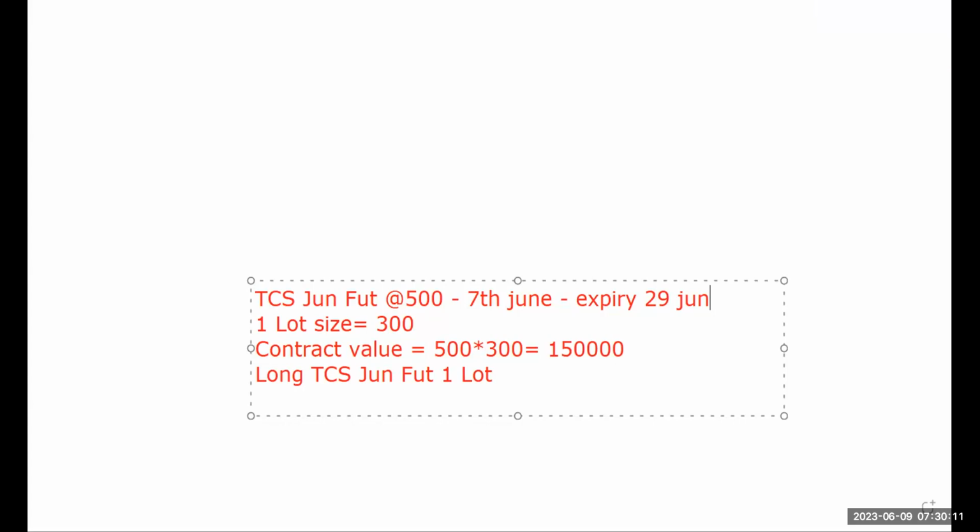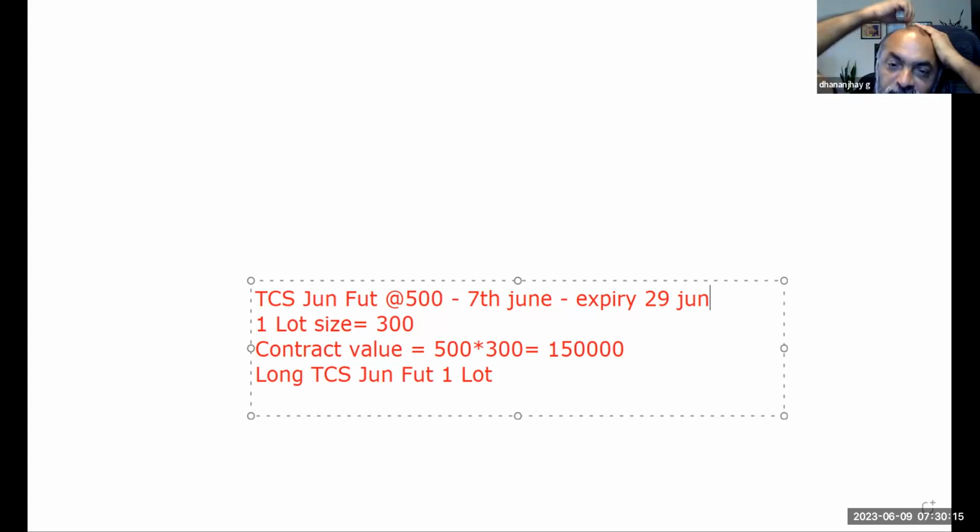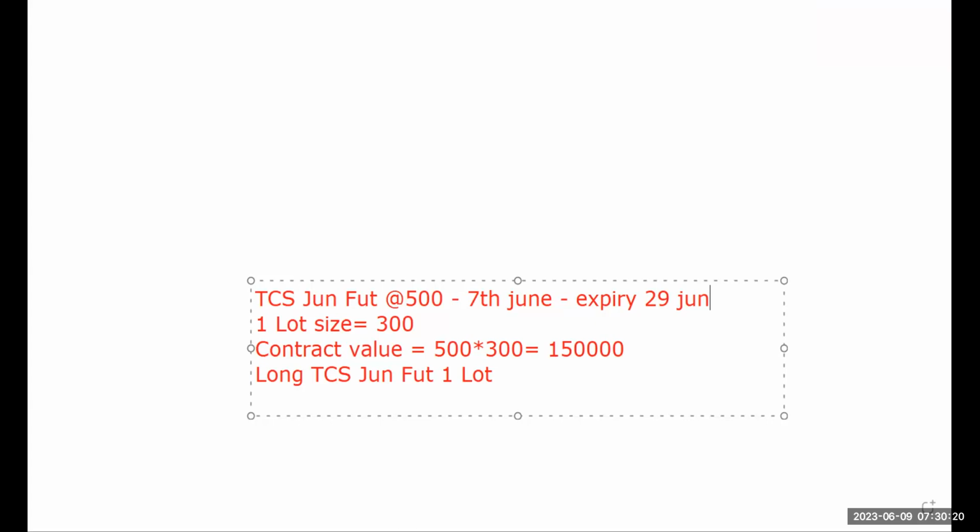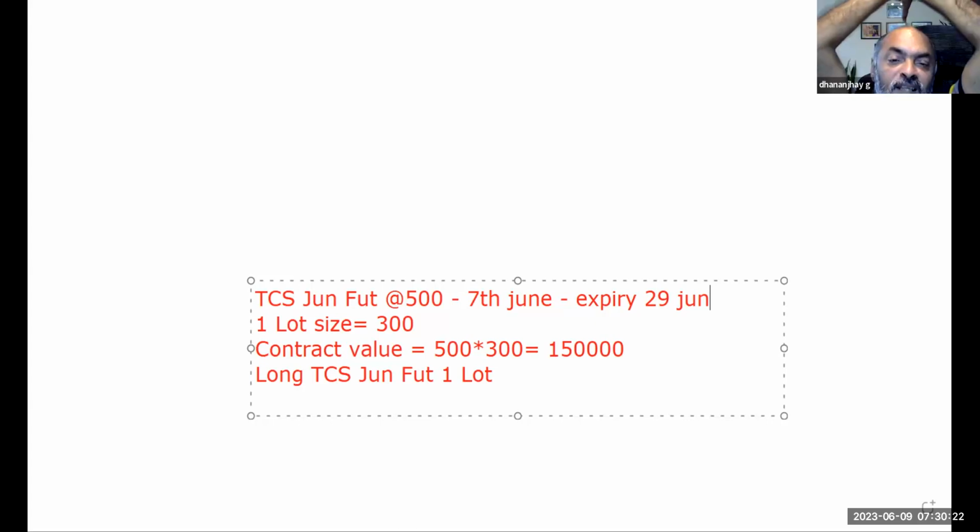That price is decided by demand and supply, sir. The exchange will not decide the price. All other terms the exchange will decide. Price is decided by the marketplace, buyers and sellers, demand and supply, and information coming into the market.